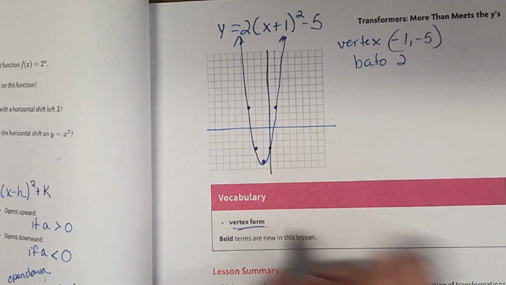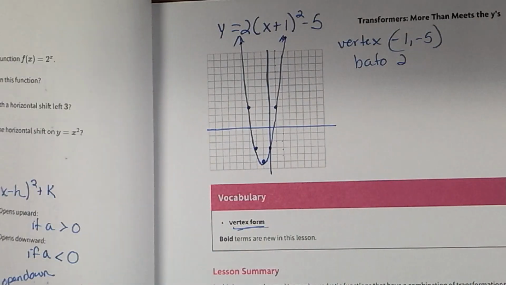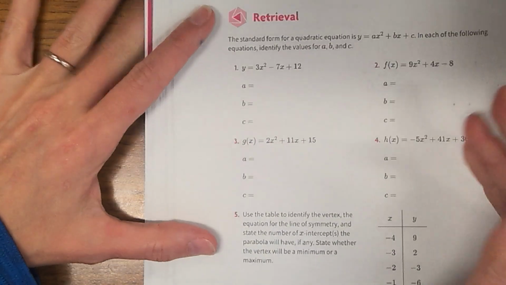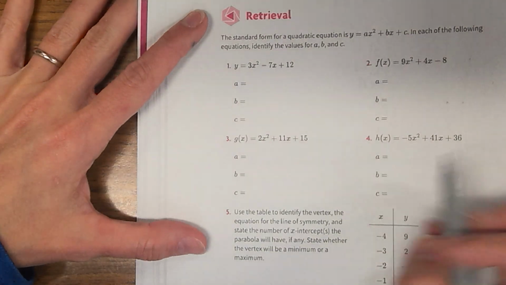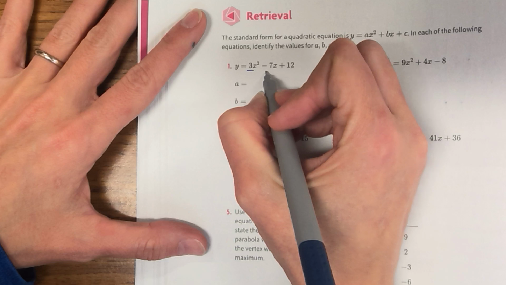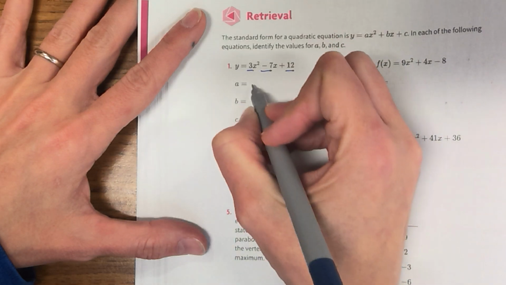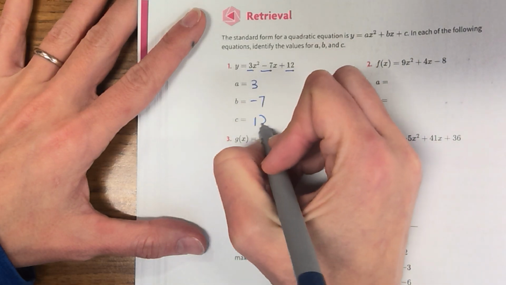All right, vertex form is the name of the game today. We've got that. Let's take a peek at our retrieval, and then we'll get you guys working on your work time. All right, the standard form for a quadratic equation is here. Can you identify A, B, and C? I think you very well can. So A, B, don't forget the sign, and C. So 3, -7, and 12.